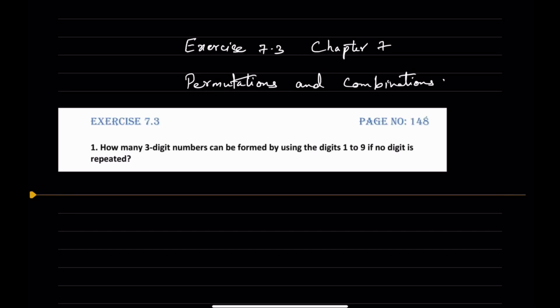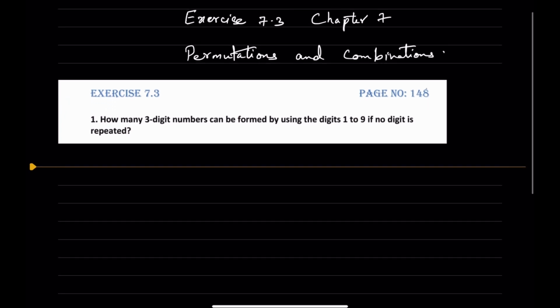In this video we'll see exercise 7.3, chapter 7, permutations and combinations. In the previous video we did exercise 7.2. Now we'll be doing 7.3. So what's the first question? We'll see how many 3-digit numbers can be formed by using the digits 1 to 9 if no digit is repeated. So here no digit is repeated.